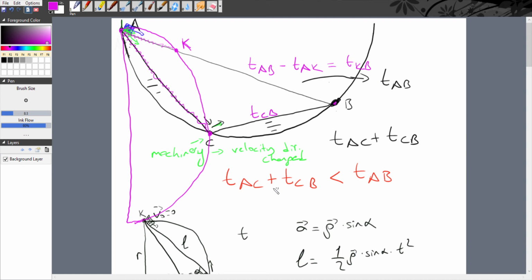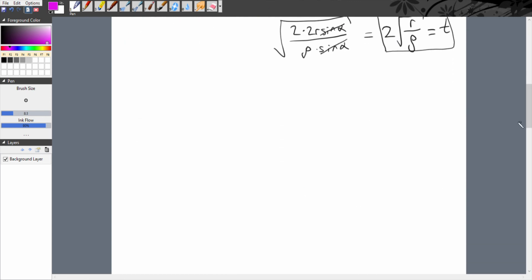So to prove this part, we will have to change that a little bit. How? Let us go down and we will see. Let me change the color of my pen. So we said TAC plus TCB is smaller than TAB. And we also said that TAK is equal to TAC.